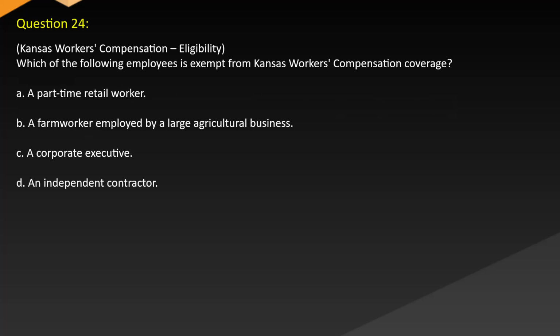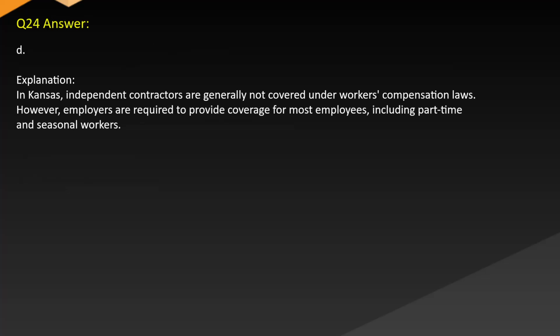Question 24. Kansas Workers' Compensation. Eligibility. Which of the following employees is exempt from Kansas Workers' Compensation coverage? A. Part-time retail worker. B. Farm worker employed by a large agricultural business. C. Corporate executive. D. An independent contractor. Answer D. Explanation. In Kansas, independent contractors are generally not covered under workers' compensation laws. However, employers are required to provide coverage for most employees, including part-time and seasonal workers.